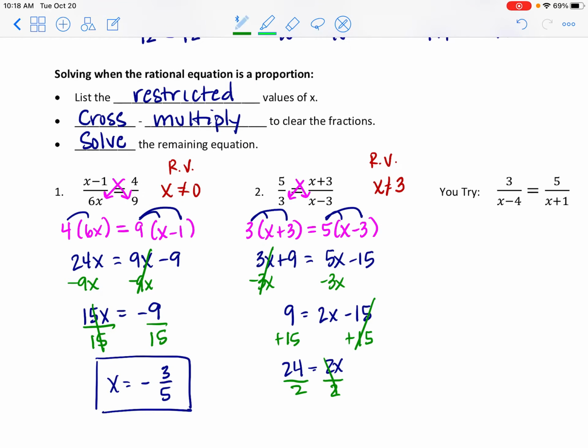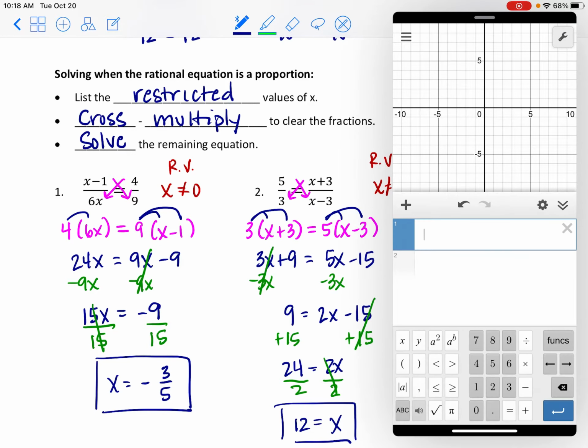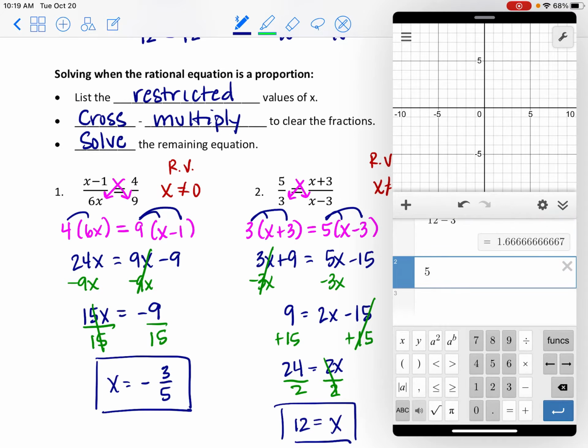And now x is all by itself equal to 12, which is not restricted, which means 12 is going to be my valid solution. And again, if I wanted to check that, then I could plug it in, so I should have a fraction with 12 plus 3 in the top, 12 minus 3 in the bottom, and that fraction should be equal to 5/3.